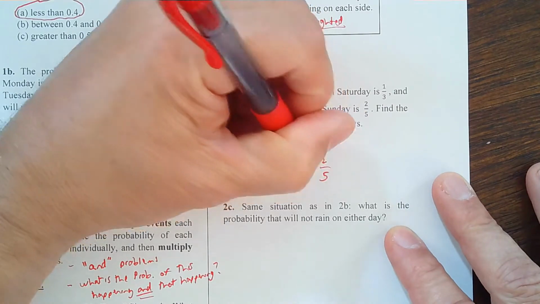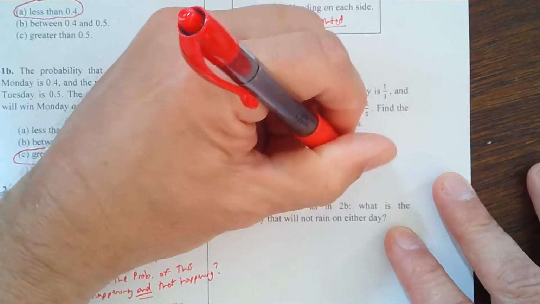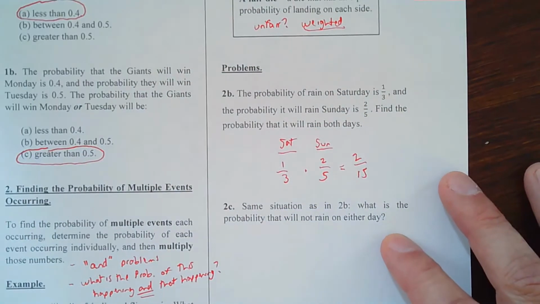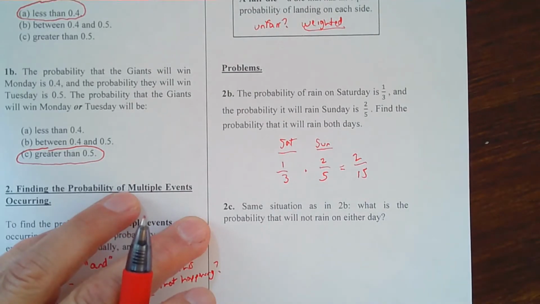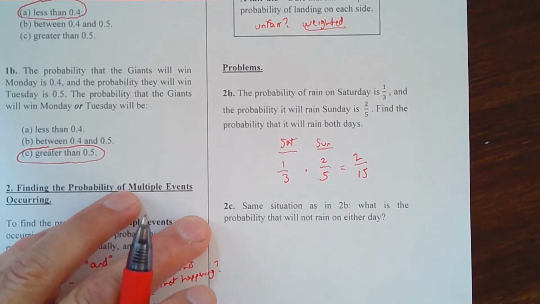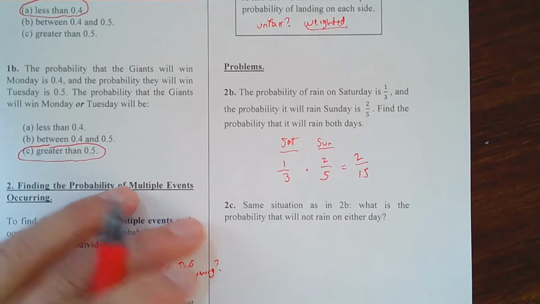And we're just going to multiply those numbers, and we get 2/15. In 2C, the same situation as in 2B, the same probabilities for Saturday and Sunday. What is the probability that it will not rain on either day?